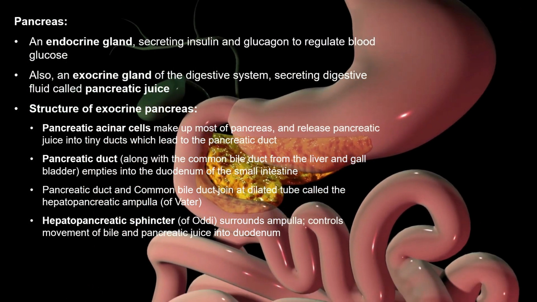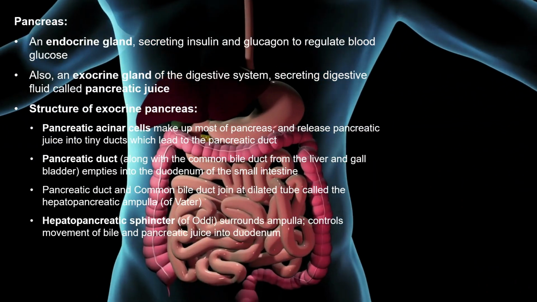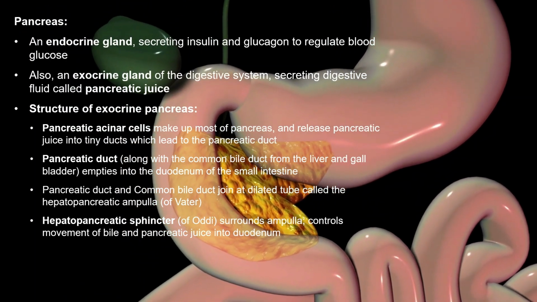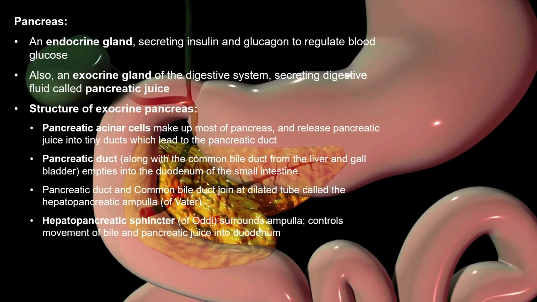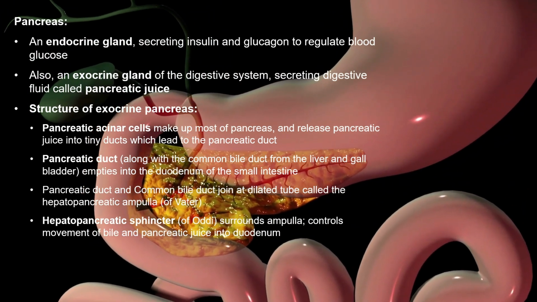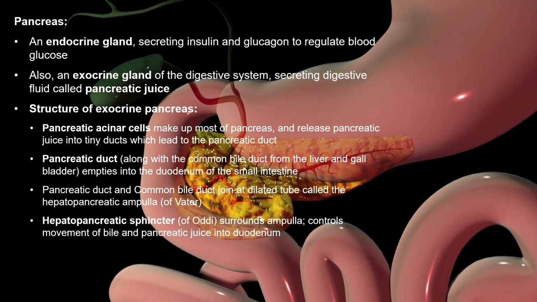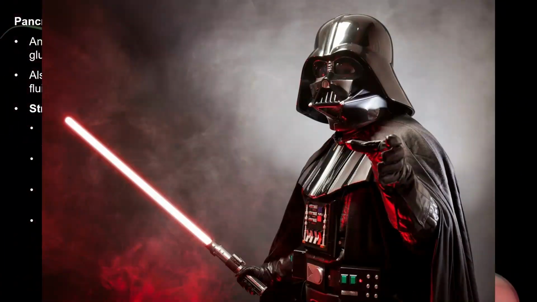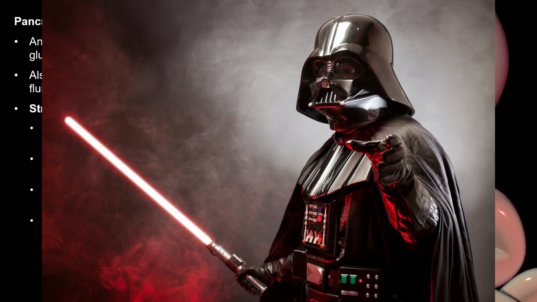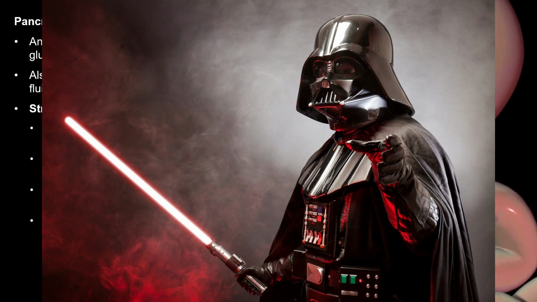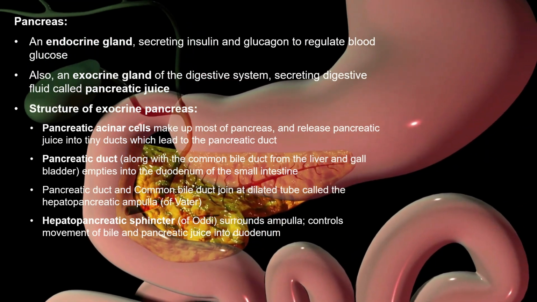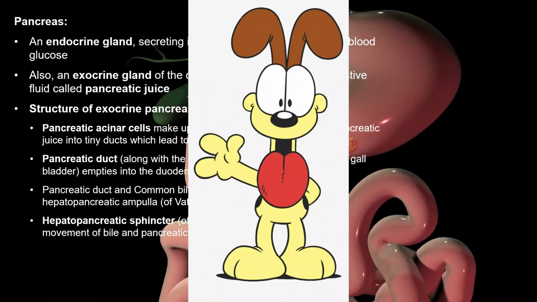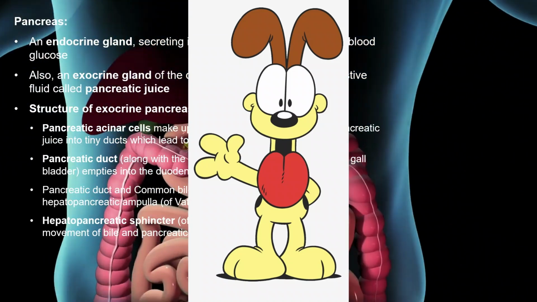Most of the pancreas is made of pancreatic acinar cells that release pancreatic juice. The pancreatic duct empties into the duodenum of the small intestine as seen here. The common bile duct and the pancreatic duct join together at the hepatopancreatic ampulla, also known as the ampulla of Vater. No, not that Vater. This one is spelled Vater. The sphincter of Oddi surrounds the ampulla and controls the movement of bile into the duodenum. No, not that Oddi. This one is spelled Oddi.